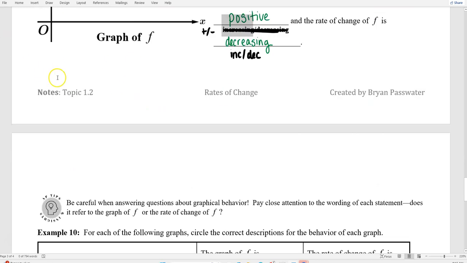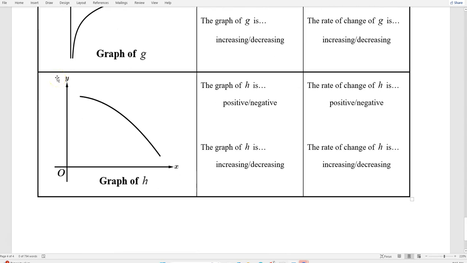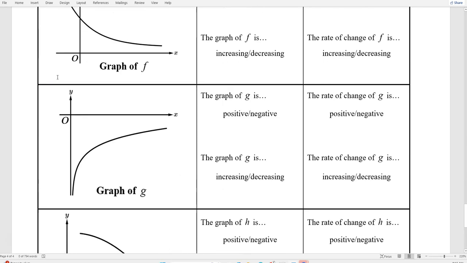So the next page has 3 examples. I want you guys to try those on your own.